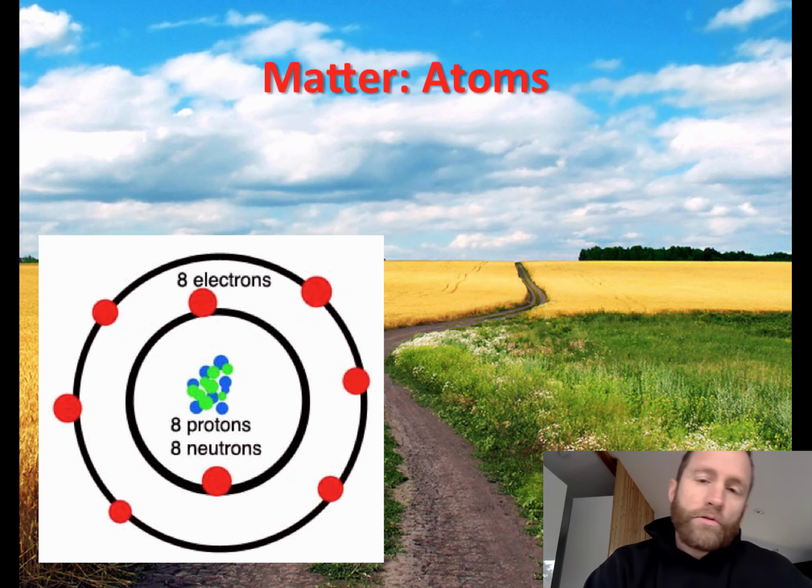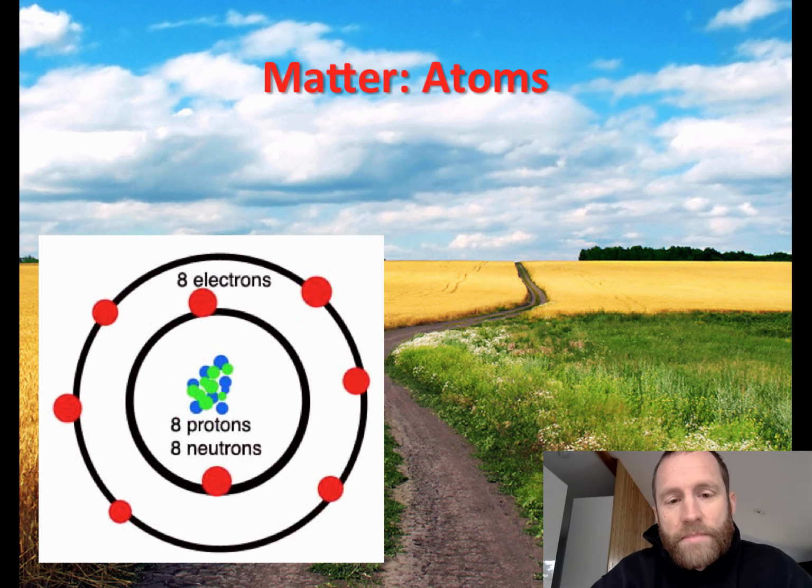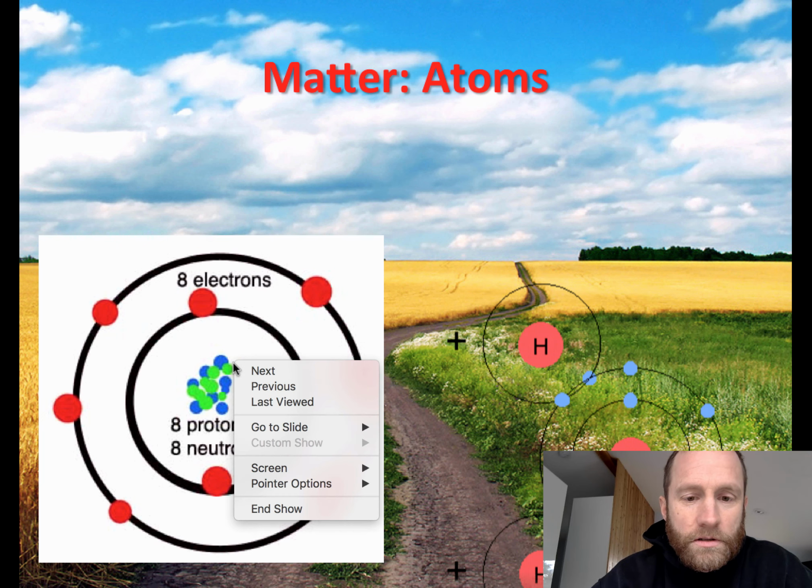And matter is composed of atoms. So all the things, again, that you can see around you that have mass and take up space are made of atoms. And this is what all atoms basically look like. They have this basic structure. 8 protons, 8 neutrons, and 8 electrons.